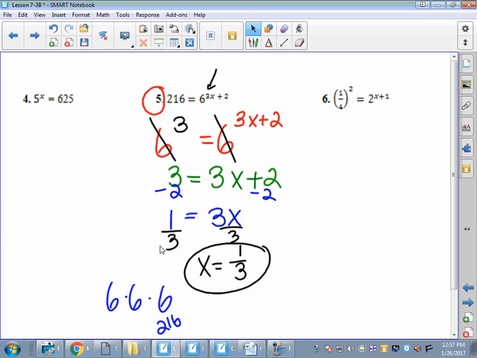We're going to skip number 6 for now, but we'll talk about that one in class because that is a kind of intimidating one with those fractions in there, but we can still handle it.